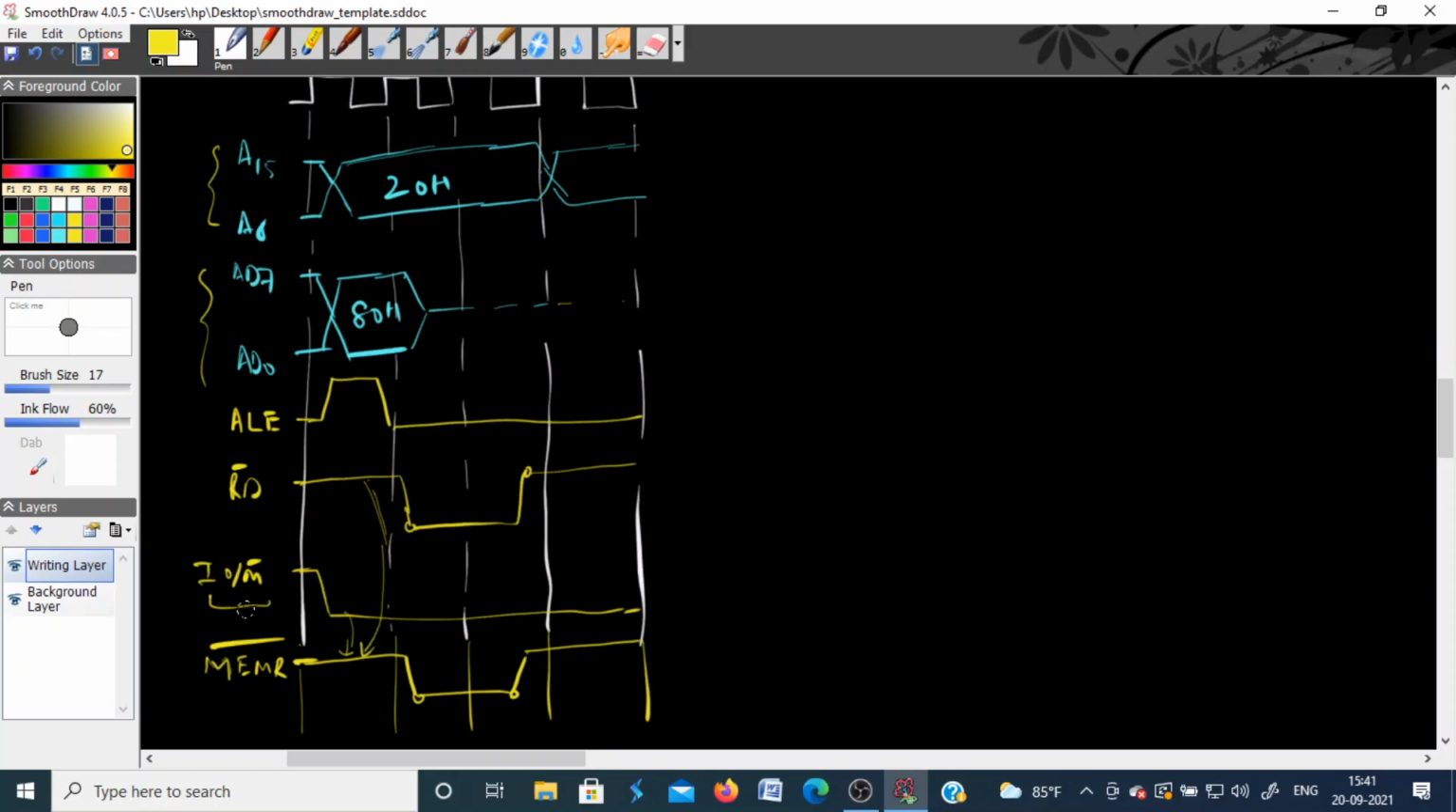So by combining the read signal and the IO/M bar control signal, you can have a separate signal for memory read operation. Whenever the read signal goes low and the IO/M bar is 0, so when both signals are 0, only then this is activated. So that is why for this part it is 0. After this it goes to 1. So it basically tracks the read signal.